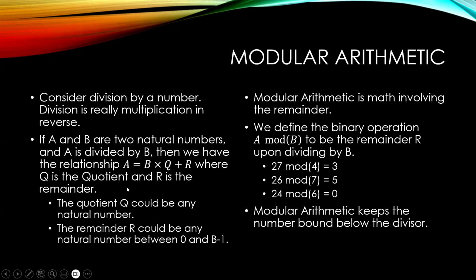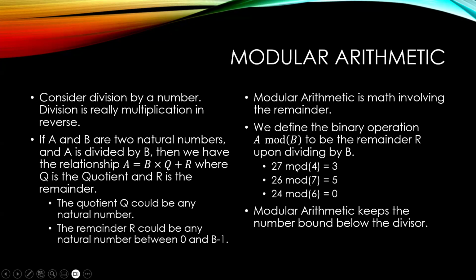We have that from number theory. That was one of our basic properties or theorems that we had. The quotient Q could be any natural number. The remainder R could be any natural number between 0 and B minus 1. Modular arithmetic is math involving the remainder. And so we define the binary operation A mod B to be the remainder R upon dividing by B.